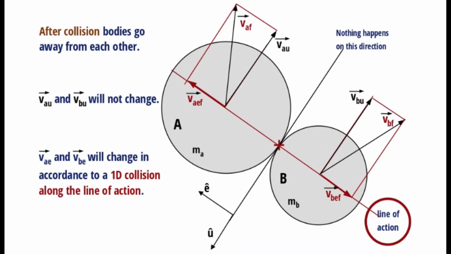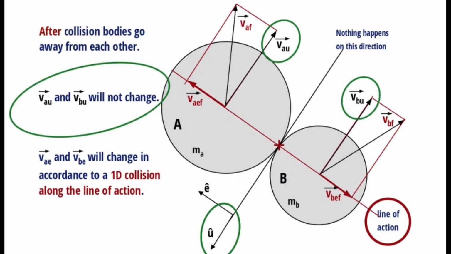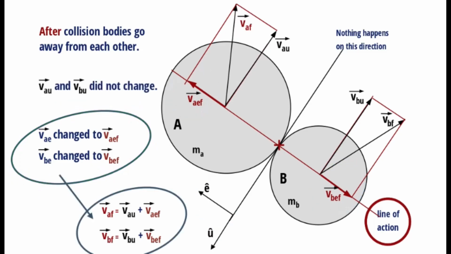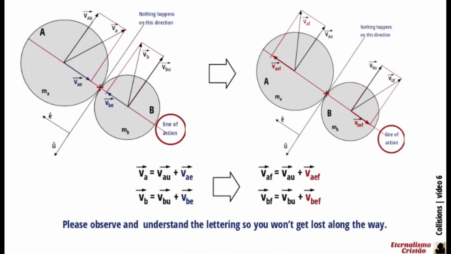After collision, bodies go away from each other. Components along the direction of unit vector U do not change. VAE and VBE will change in accordance with a 1D collision, which happens along the line of action, the direction of unit vector E. So the change from the initial to the final velocities of bodies A and B is due to the change in their components along the line of collision, the line of action. Please observe and understand the lettering, so you won't get lost along the way.